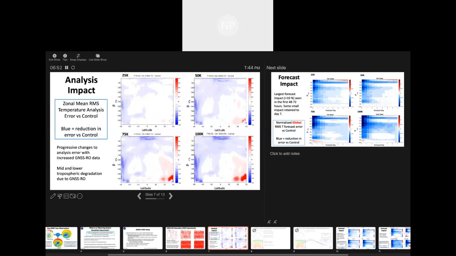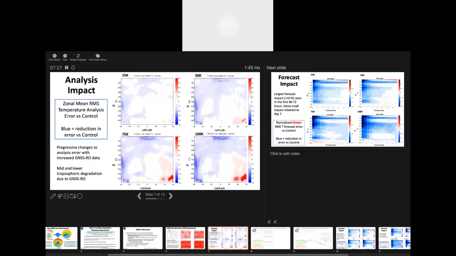And these plots here are showing you the zonal mean root mean squared error of the temperature analysis compared to the control. So what this means is, if the error is reduced compared to the control when you add more RO data, it's going to be negative and it's going to be blue. So blue is good, meaning that you've added the RO and it's gotten improvement, and red is bad, meaning that when you add the data, you actually worsen your analysis state.